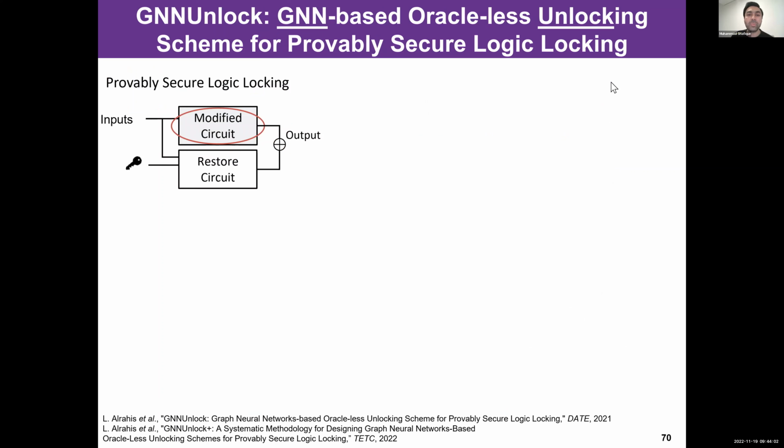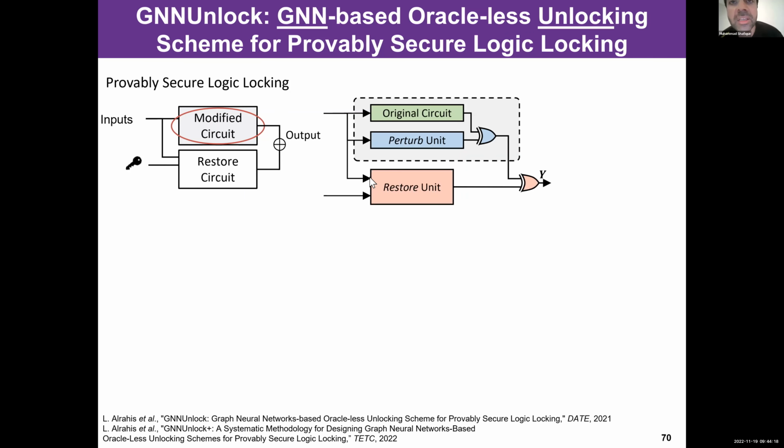Then, going into a little bit more powerful algorithms, one of the most powerful algorithms in logic locking is called provably secure locking. In this case, what the locker typically does is not give you the original circuit, but rather a modified circuit. This modified circuit has some kind of obfuscation, where you have the original circuit with a perturbed logic, and this perturbed logic disrupts your actual functionality and gives you some kind of noisy output.